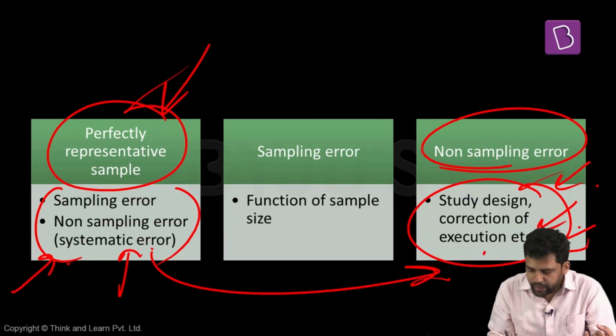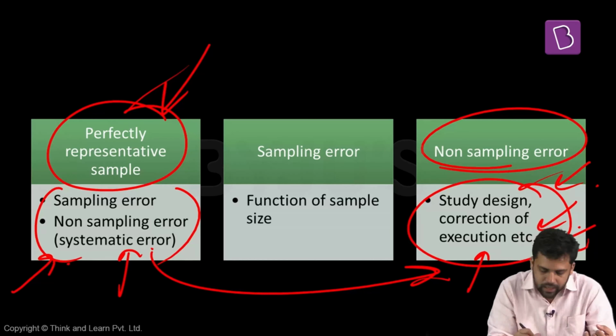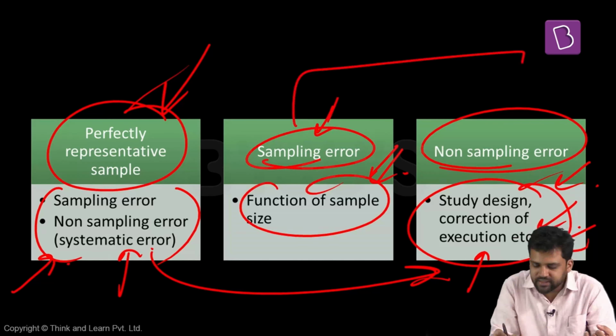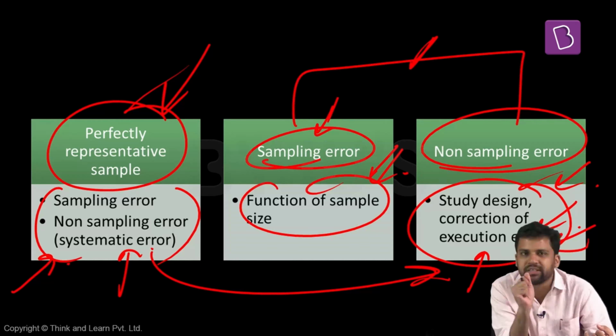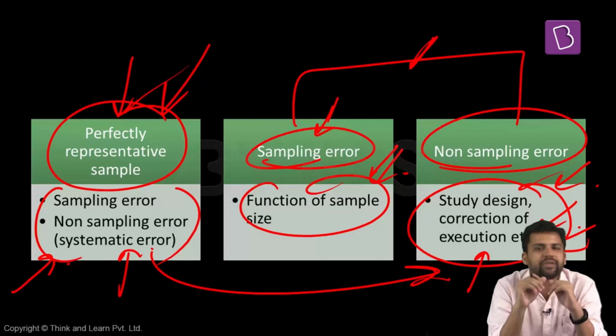So if there are issues when it comes to execution, if there are issues with the study design, there will be an error. And if that error is there, then also you are not having a perfectly representative sample. Sampling error is more dependent on the sample size. What is the size of the sample? So if both sampling error and non-sampling error are minimized, then you are going to have a perfectly representative sample. So this is about sampling, purposes of sampling, advantages of sampling, and sampling error.